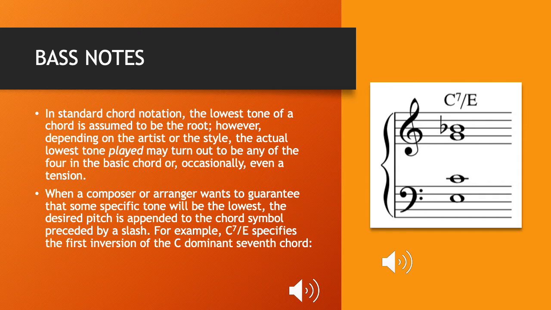When a composer or arranger wants to guarantee that some specific tone will be the lowest, the desired pitch is appended to the chord symbol preceded by a slash. For example, C7/E specifies the first inversion of the C dominant 7th chord, or a C dominant 7th chord with E as the lowest pitch. Here's what that chord would sound like.